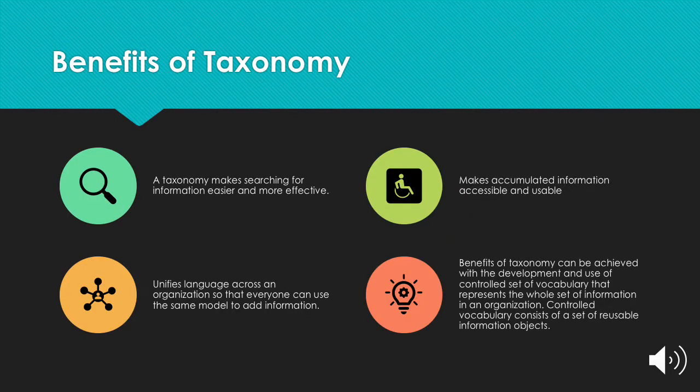Benefits of taxonomy. A taxonomy makes searching for information easier and more effective. It makes accumulated information accessible and usable. It unifies language across the organization so that everyone can use the same model to add information. And the benefits of taxonomy can be achieved with the development and use of a controlled set of vocabulary that represents the whole set of information in an organization. This controlled vocabulary consists of a set of reusable information objects.